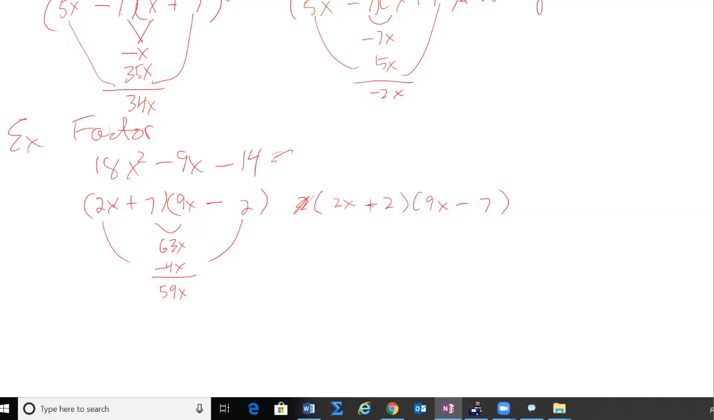You could try 14 and 1. You can do this. And 9x with a 14. And we got to make one of them negative, right? You could try that.